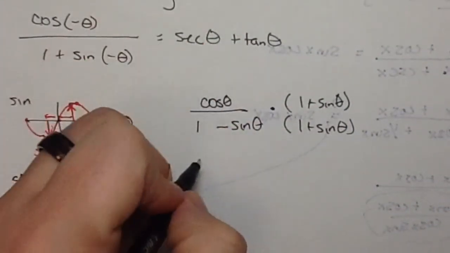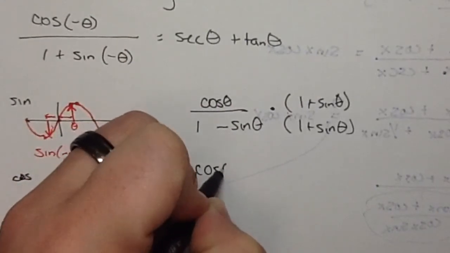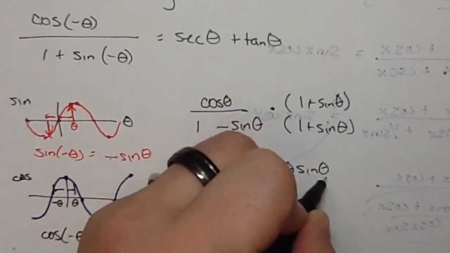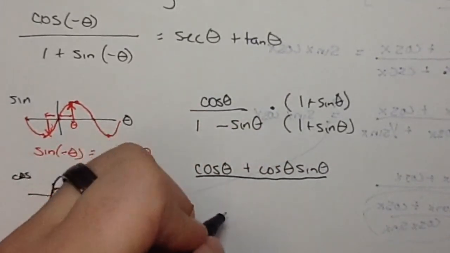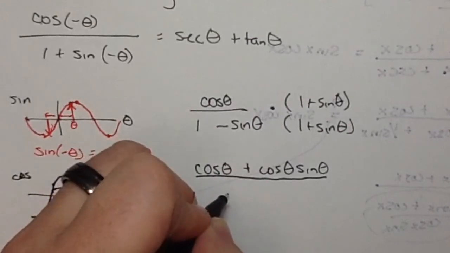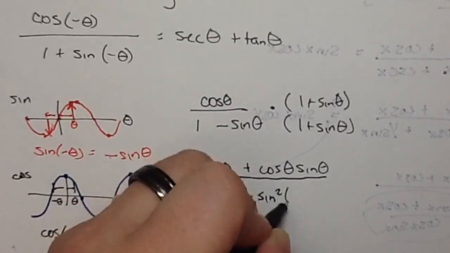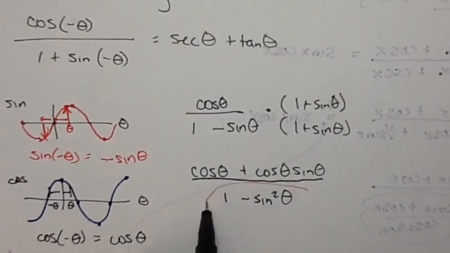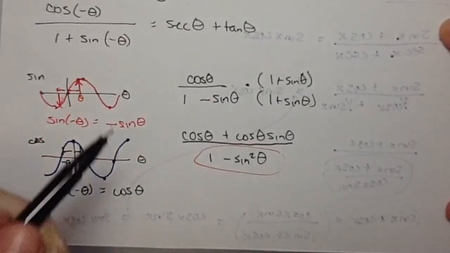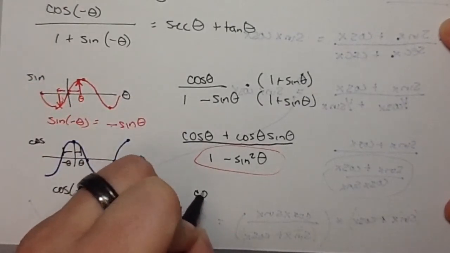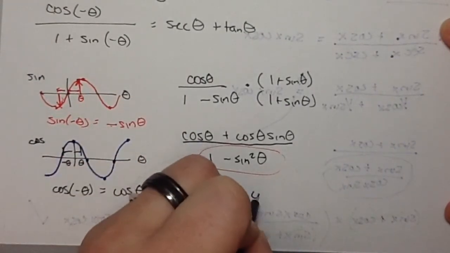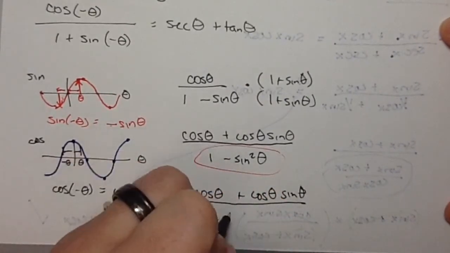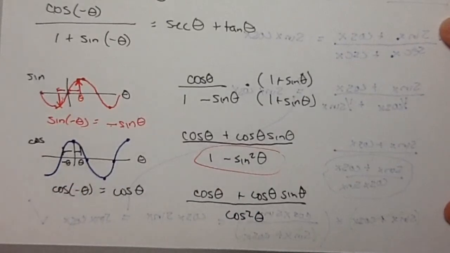So that gives us cosine theta plus cosine theta sine theta over 1 minus sine squared theta. Oh, but I recognize that. I know what that is. 1 minus sine squared is just cosine squared. So again, we're working with our left-hand side. We've got cosine theta plus cosine theta sine theta divided by cosine squared theta.